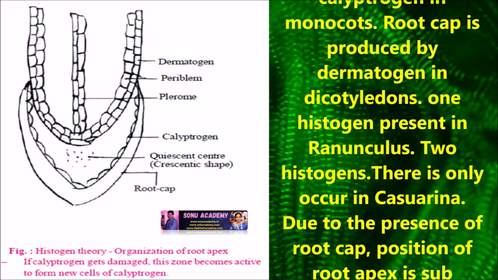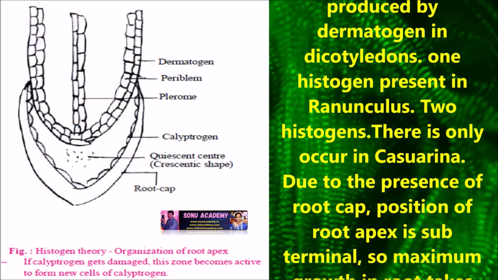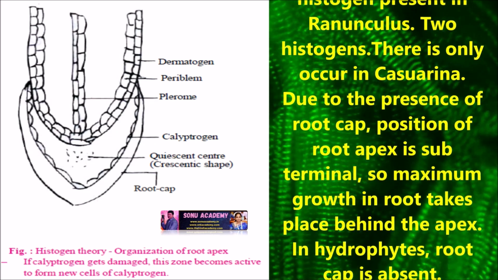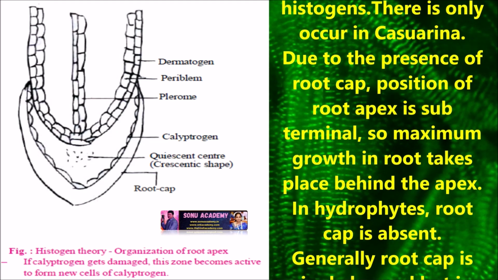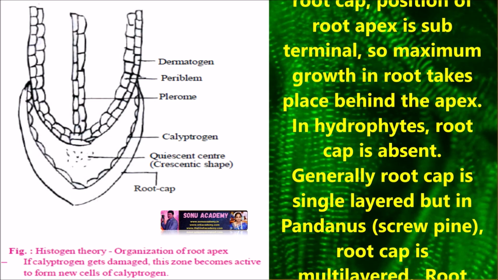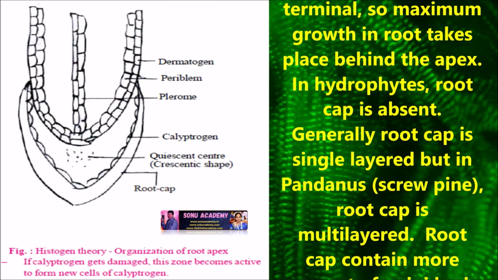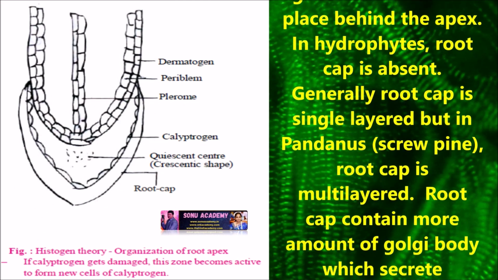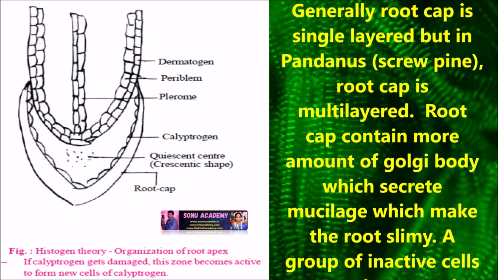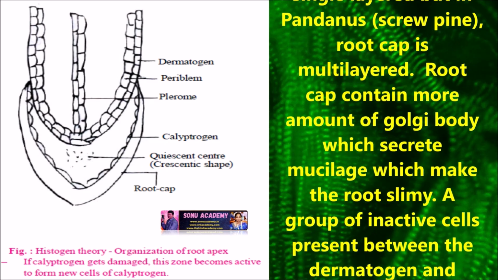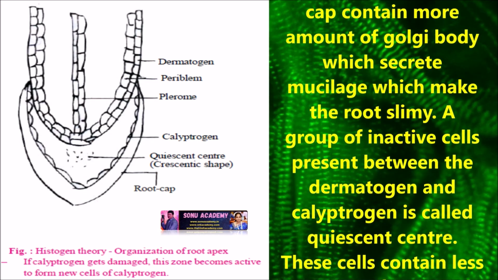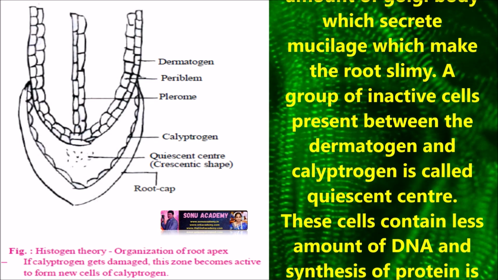This only occurs in Casuarina. Due to the presence of root cap, the position of the root apex is subterminal, so maximum growth in the root takes place behind the apex. In hydrophytes, a root cap is absent. Generally, root cap is a single layer, but in screw pine, root cap is multi-layered. Root cap contains more Golgi bodies, which secrete mucilage that makes the root slimy.